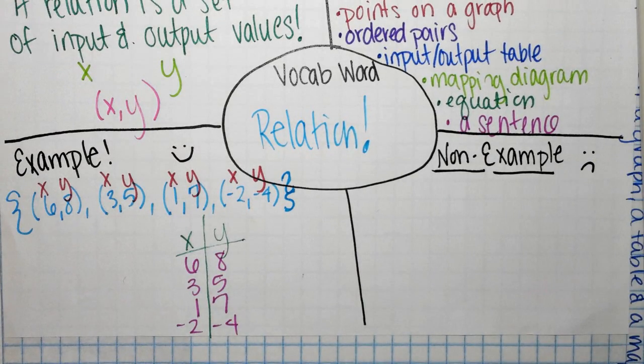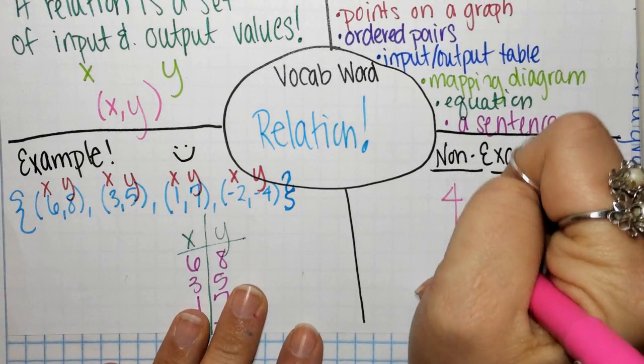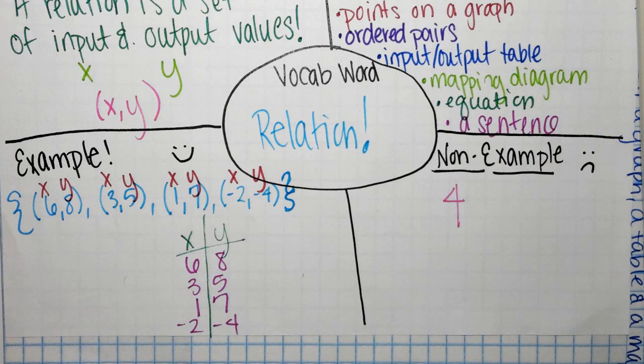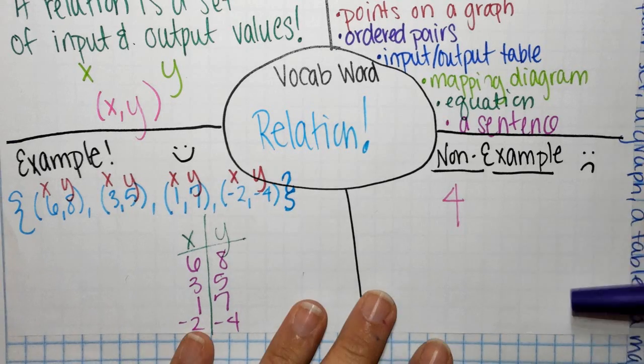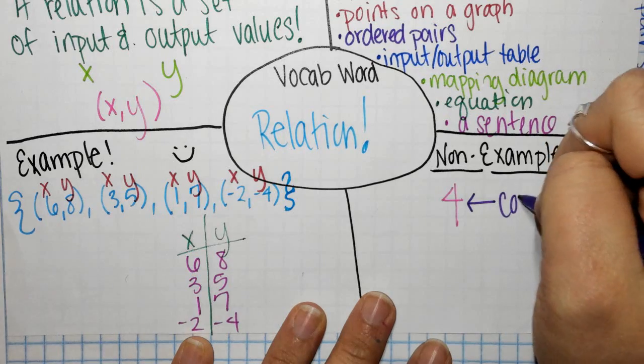Awesome. So our first one could be 4. What is that? Starts with a C. C-O. C-O-N. Constant. Thank you. All right, that is a constant.